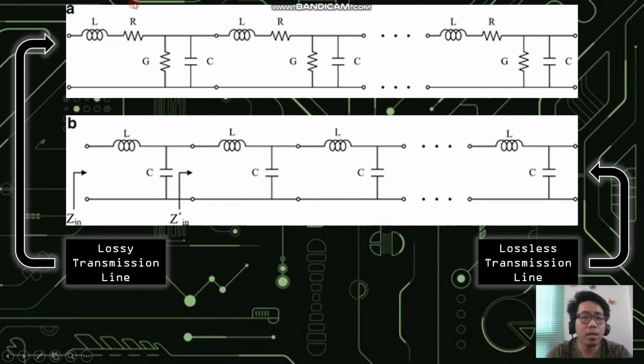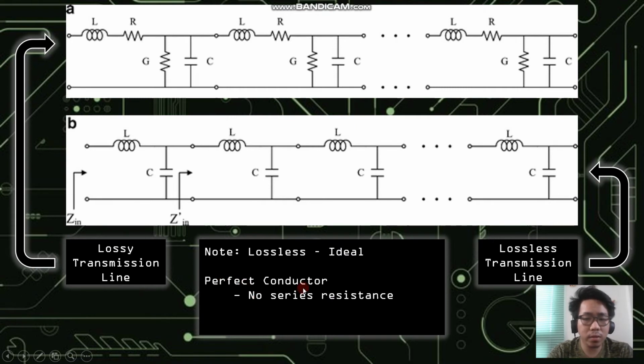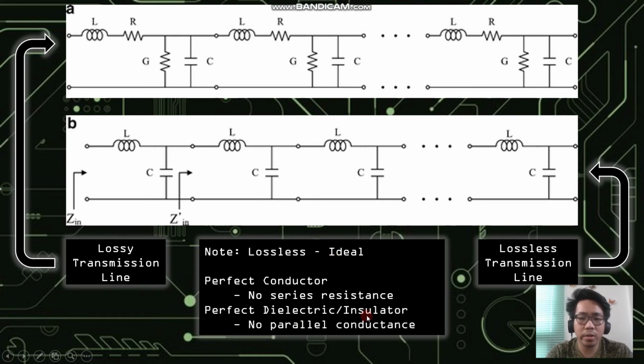As you can see here, the resistance and the conductance in the lossy transmission line are omitted in the lossless transmission line. The reason is that a lossless transmission line is also called an ideal transmission line. And when we say ideal transmission line, it has a perfect conductor. A perfect conductor has no series resistance, and when the series resistance is 0, then it is considered a short circuit. Also, an ideal transmission line has a perfect dielectric or insulator.